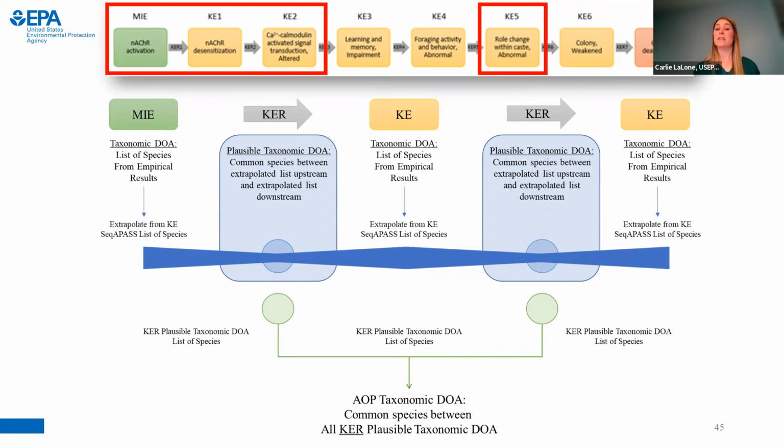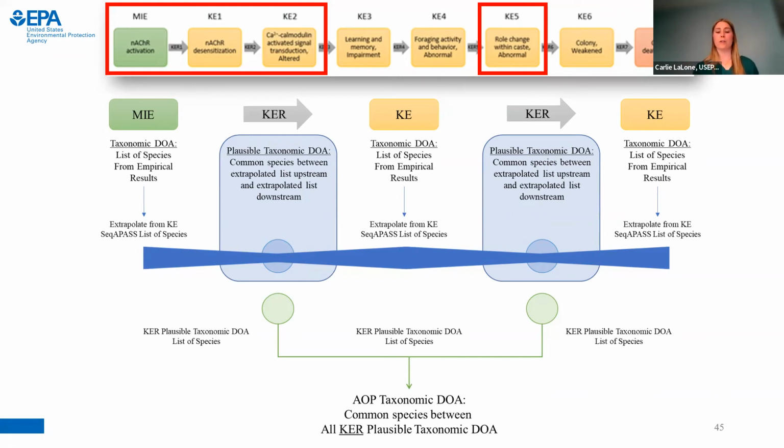Well, then if we're trying to define the key event relationship, which provides the causal linkage from one upstream event to the downstream event, we can look for the narrowest point between the lists of species from the empirical data and the bioinformatics data to define the biologically plausible taxonomic domain of applicability for the key event relationship.